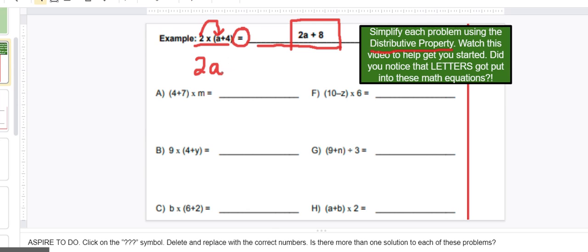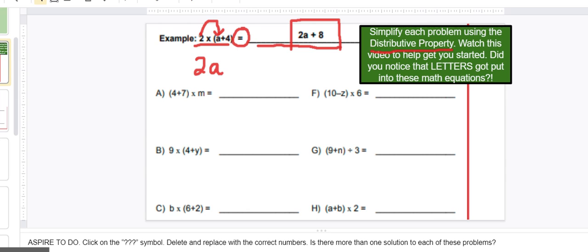A is what we call a variable. A variable is just a fancy math term for a mystery, right? So we don't necessarily know what a is worth. It could be worth 7, it could be worth 12, it could be worth 7 million, right? A is just saying it can be anything. But right now we're just going to call it a mystery. So we have two of those. We have two a's, because we've taken one a and multiplied it by 2.